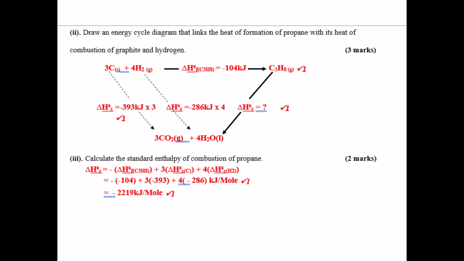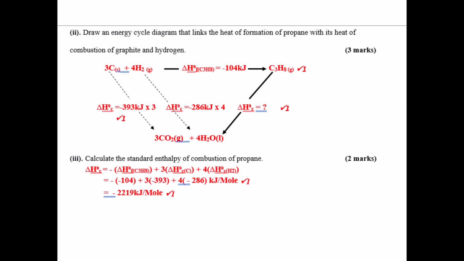Then on the other side, as you can see on your right hand side, you have the combustion of propane to get the same products, that is 3 moles of carbon dioxide and 4 moles of water. So if you look at that, it's like a cycle. It is 2 routes that are heading towards the same thing. So with this one, you can go ahead and calculate the missing enthalpy change. We are missing the enthalpy change of combustion of propane.